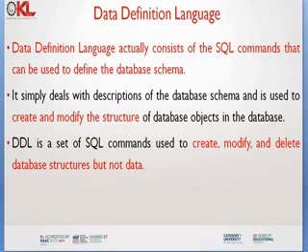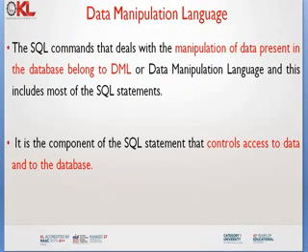DDL is defined as Data Definition Language, which is used to define the data stored in our database schema. DDL simply deals with the description, what type of data we have used for creating or modifying the data. The commands which come under DDL are create, modify, delete. DML means Data Manipulation Language: the commands we can use for modifying the data in our database come under the DML language.